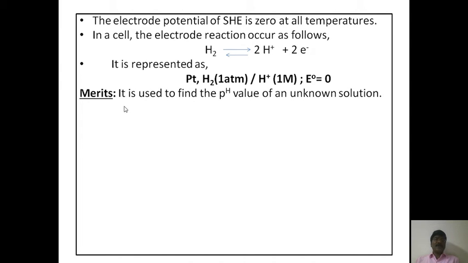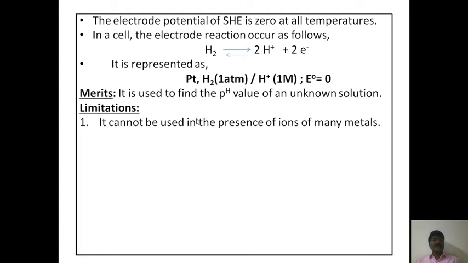Next, what are the merits of the standard hydrogen electrode? It is used to find the pH value of unknown solution. Next, what are the limitations of standard hydrogen electrode? It cannot be used in the presence of ions of many metals.